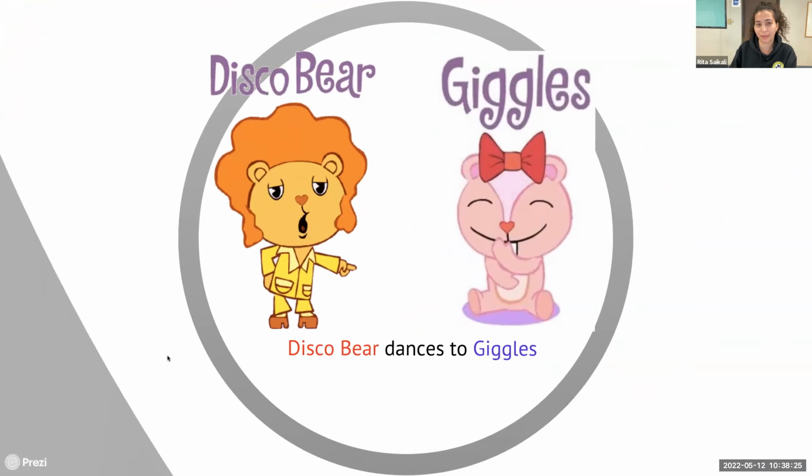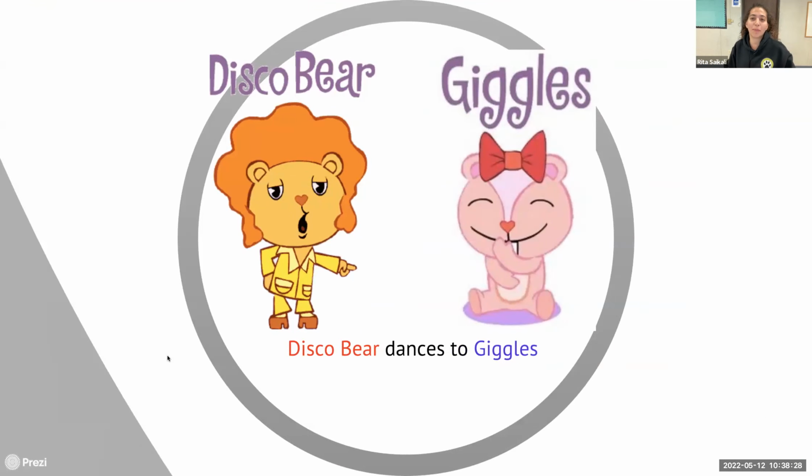Okay, let's try another one. Now we have Disco Bear and Giggles. Disco Bear dances with Giggles. If I want to replace Disco Bear, what can I say? He. Clearly he's wearing a suit. Apparently he comes from the 70s. So he dances with Giggles. What can I replace Giggles with? Her. So he dances with her.